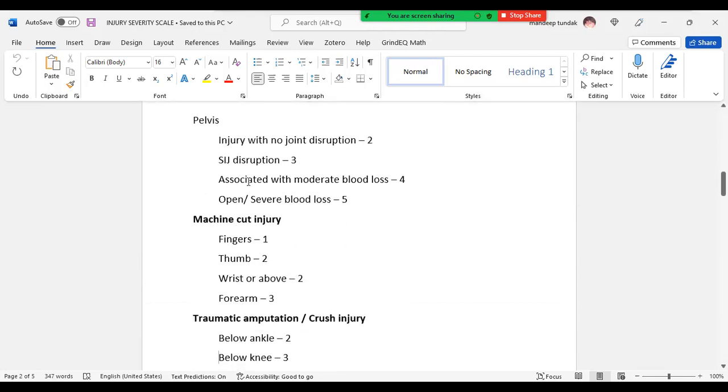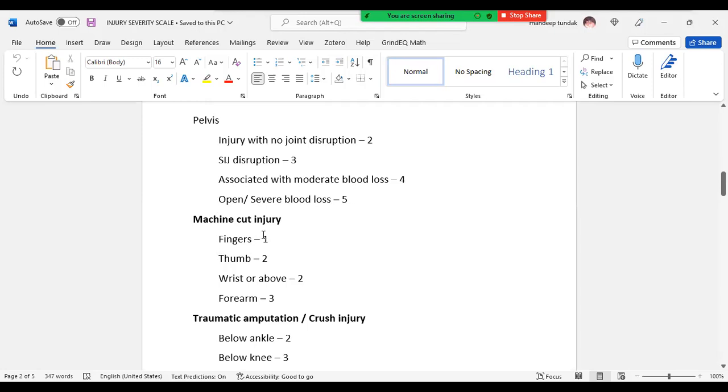For pelvis injuries, if there is no SIJ disruption, the score given is 2. But if there is SIJ disruption, the score given is 3. If the pelvis injury is associated with moderate blood loss, which is less than 20%, the score given is 4. And if the pelvic injury is associated with very severe blood loss, more than 20%, or the pelvis fracture is an open pelvic book fracture, then the score given is 5. So this is the first case where we encounter an injury score of 5.